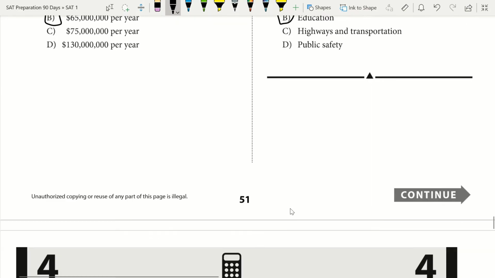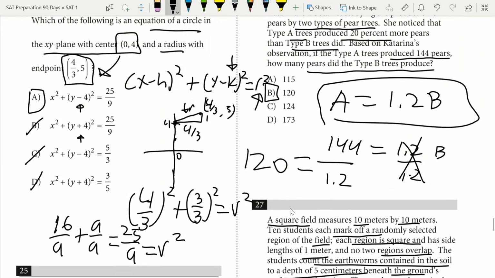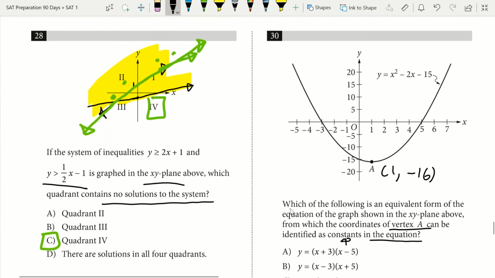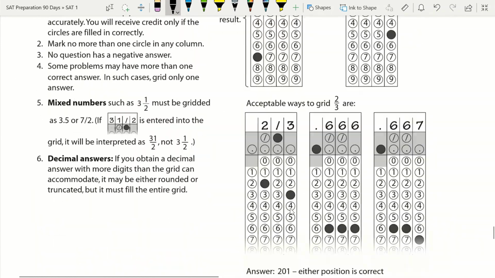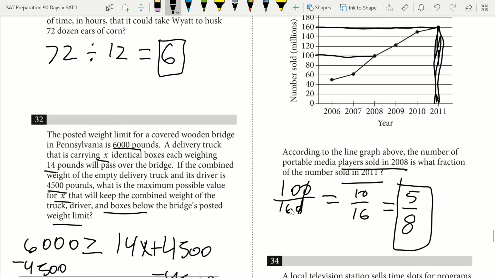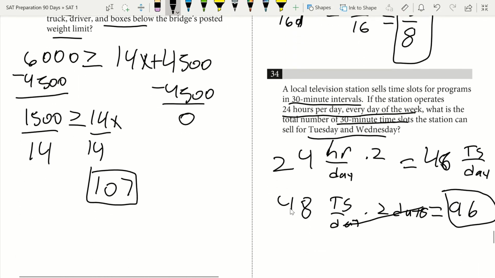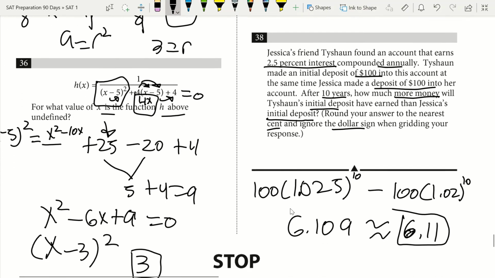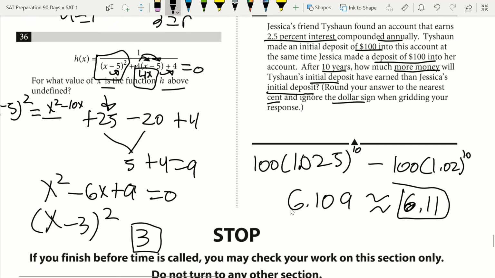22B, 23B, 24A, 25D, 26B, 27C, 28C, 29D, 30D, 31, 6, 32, 107, 33, 5 over 8, 34, 96, 35, 6, 36, 3, 37, 1.02, 38, 6.11.